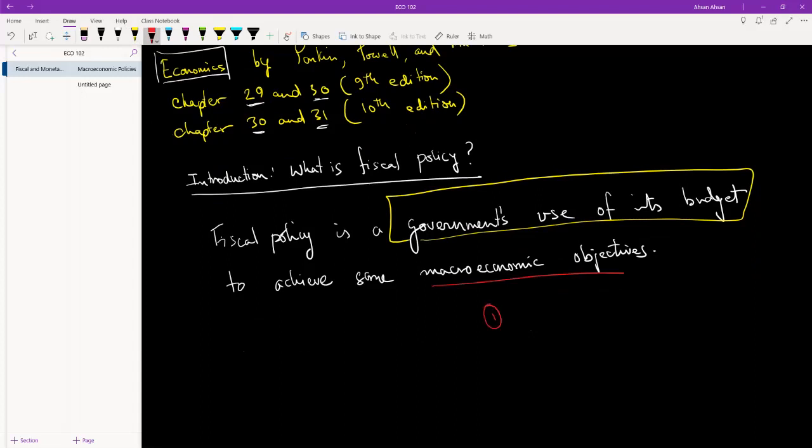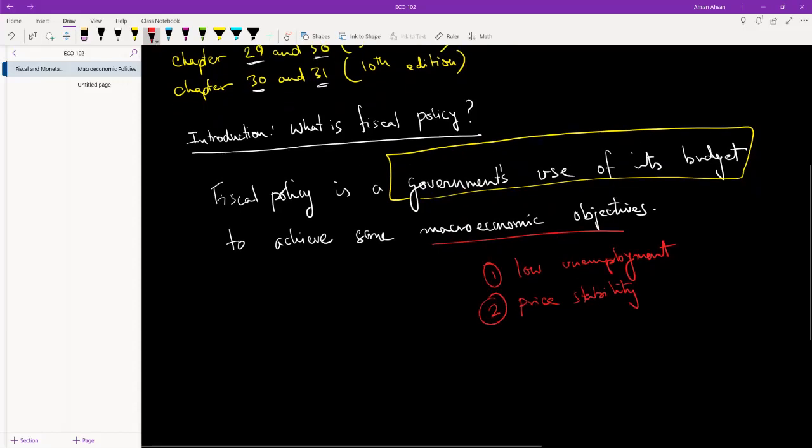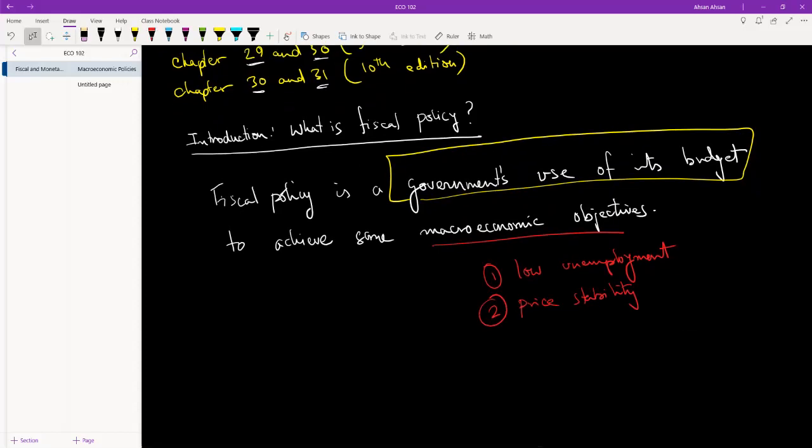So first of all, they may want low unemployment. We've covered unemployment already in the chapter. So you guys know what low unemployment means and why it is desirable. The government may want price stability. By that, we mean we do not want inflation to be too volatile. So once again, we've covered inflation in this course already. So you guys know already why price stability is desired and why the government will want to achieve it.